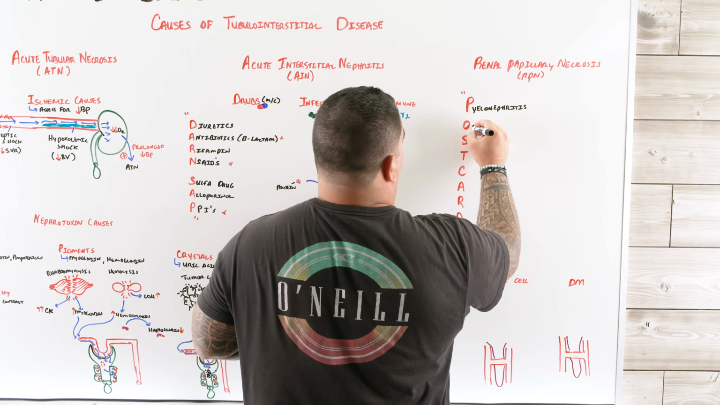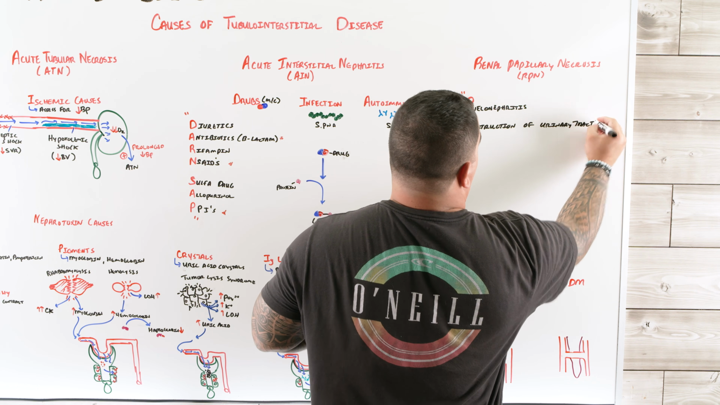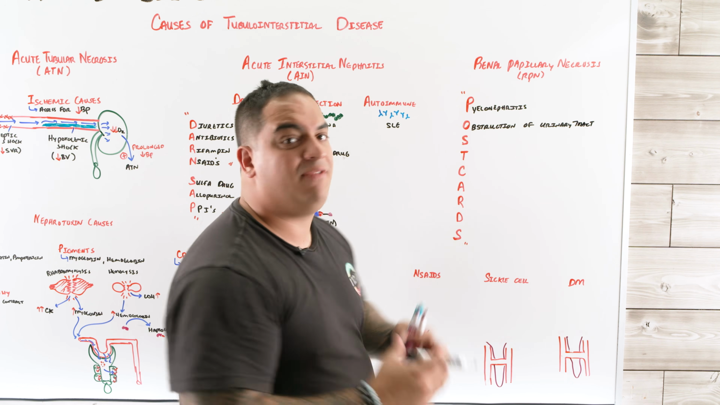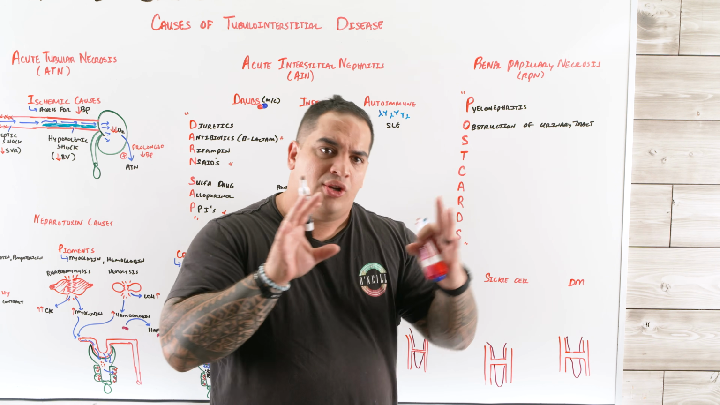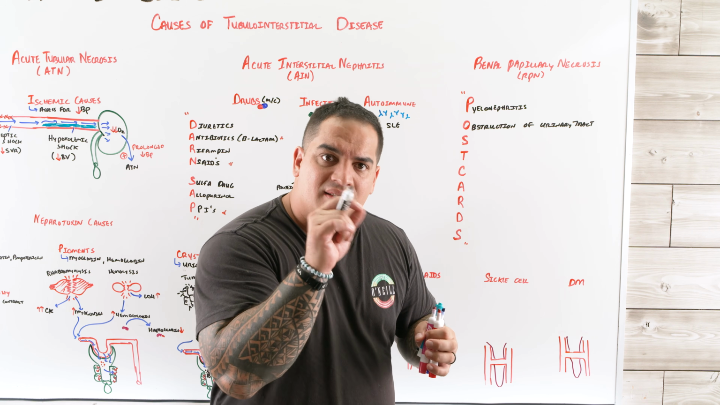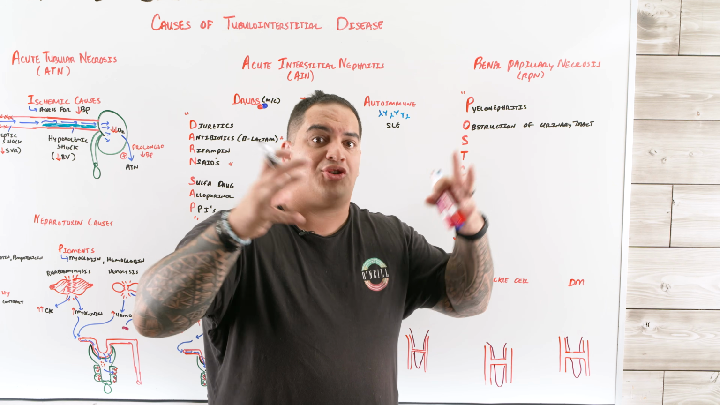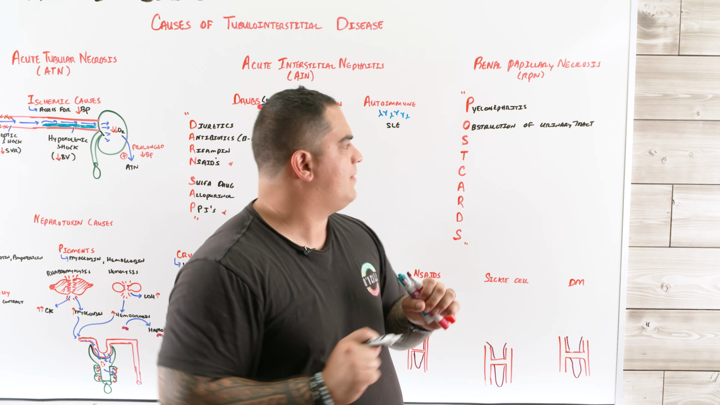Another one is an obstruction of the urinary tract. Funny enough, again, same concept. Pyelonephritis causes inflammation of the kidneys, and the inflammation of the papilla squeezes the vessels. An obstruction of the urinary tract, like a stone that gets stuck somewhere within the ureter or the calyx, obstructs that flow and causes the pressure to build up and compresses those small vessels.